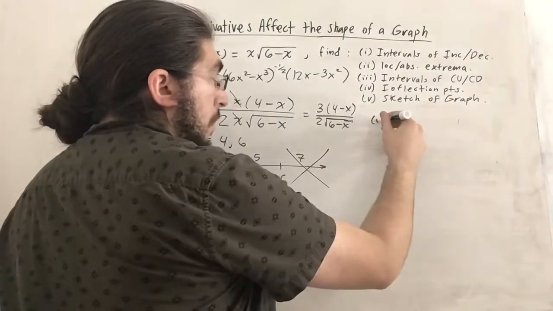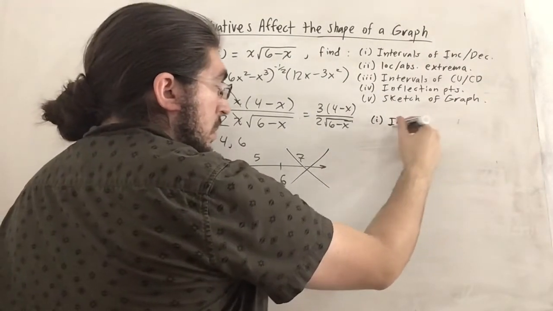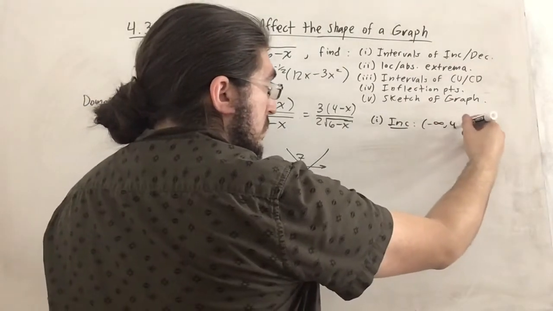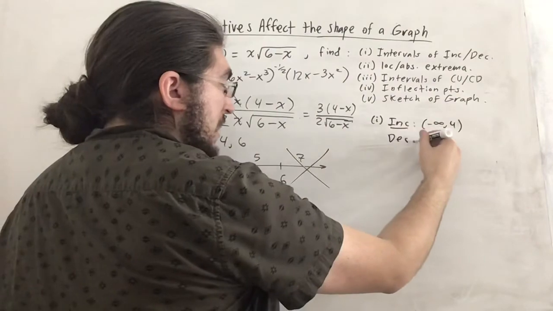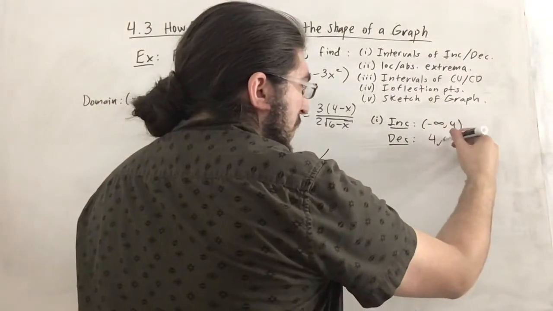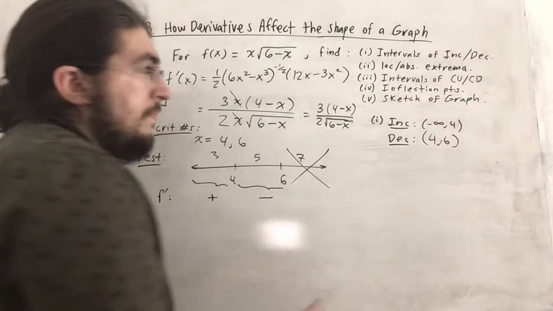So for part 1 of our question, we have increasing in the interval negative infinity to 4 and decreasing in the interval 4 to 6. And by the way, I may not have mentioned this before, but intervals of increase, decrease are always open.